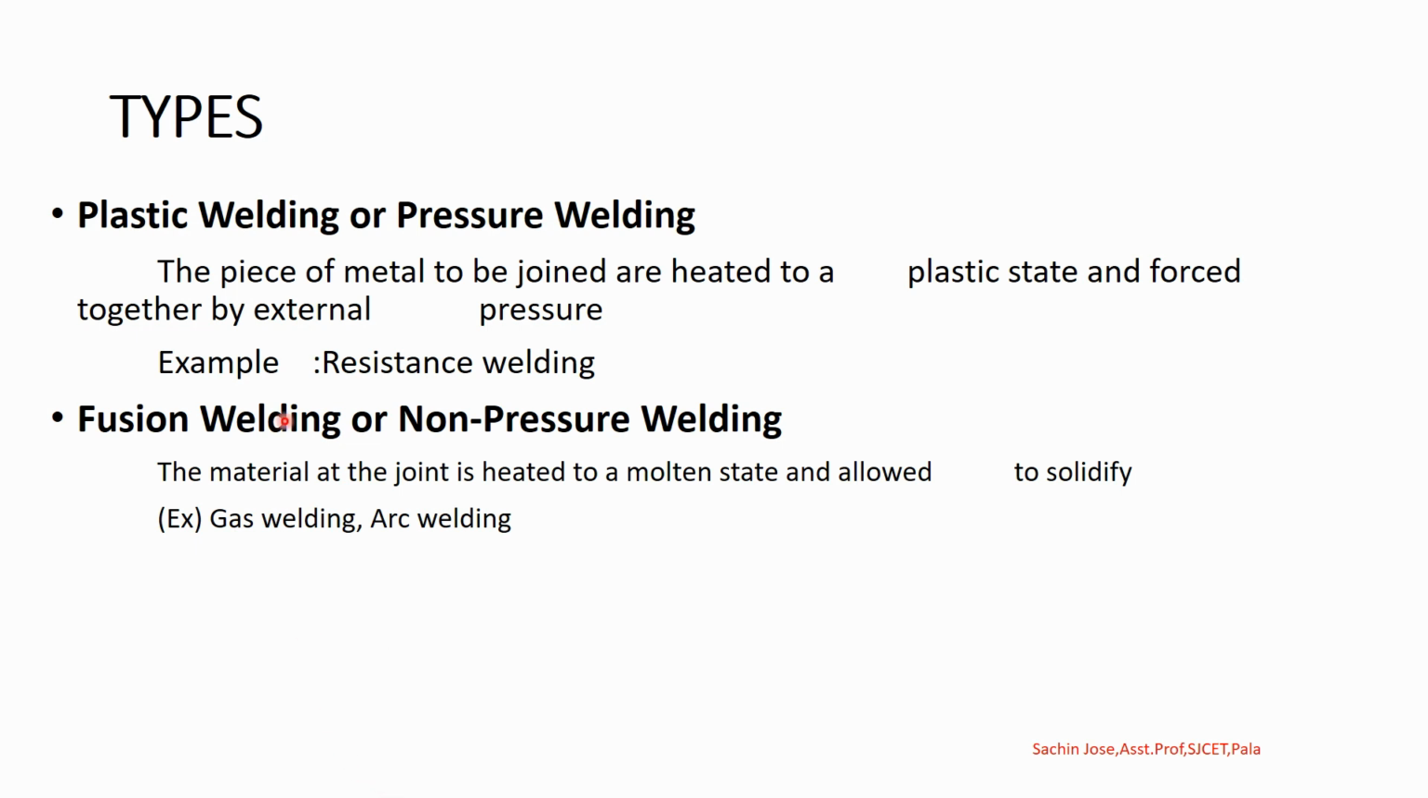Types, again you have seen the types in the penultimate slide. Again, it is a broad classification: plastic welding or pressure welding, and fusion welding or non-pressure welding. In pressure welding, the pieces of metal are heated to a plastic state, and they are forced together by external pressure. Here they are heated to a molten state and joined together, so there is no pressure here. So that is the class.